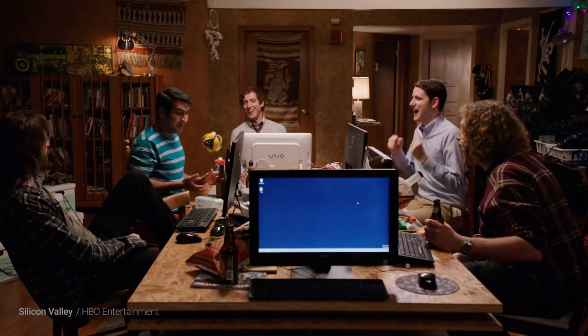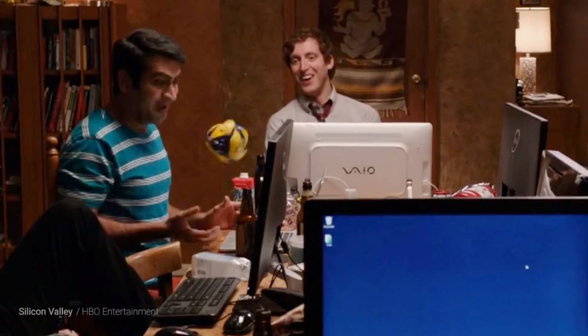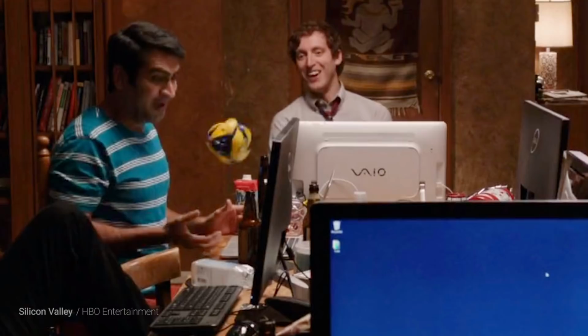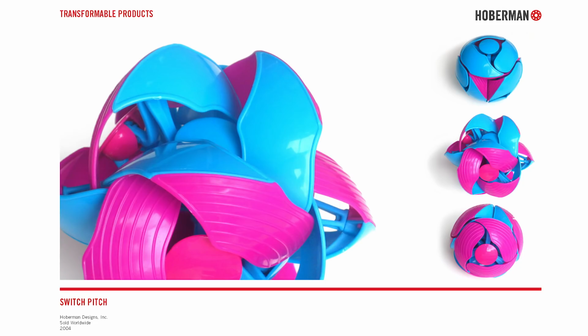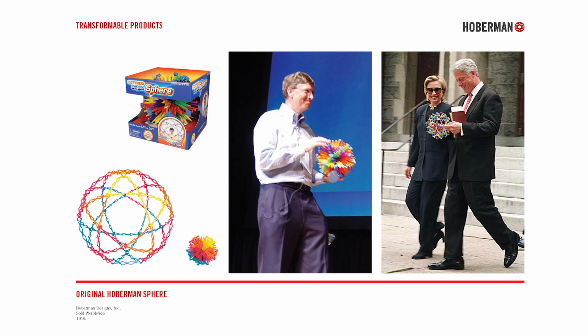It's an object that you might have seen on Silicon Valley called Always Blue. Tell me about that. It's called the switch pitch. The game that they play in the show is Always Blue. It's a ball, and you throw it up, and you catch it, and it changes color. It's like flipping a coin. Oh, okay. The same company made the Hoberman sphere. It opens up really big, and a lot of people have those on their desk. So that was the first hit.